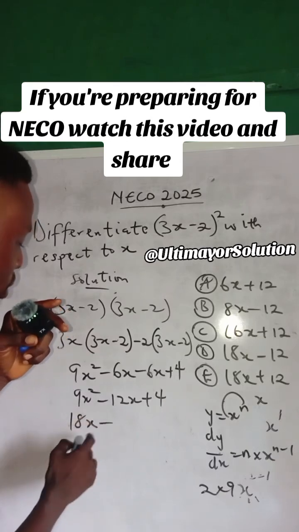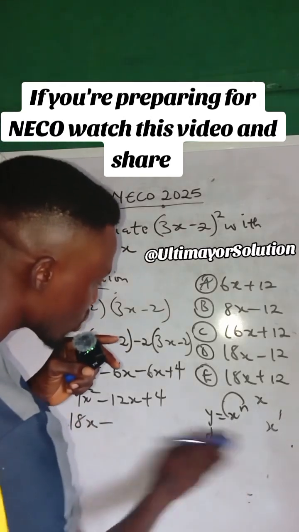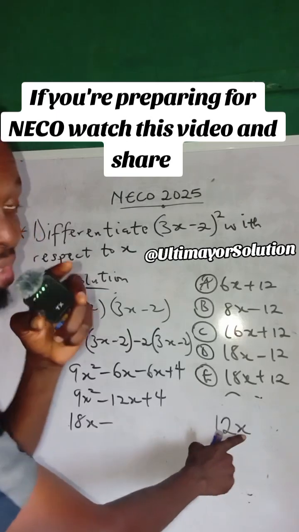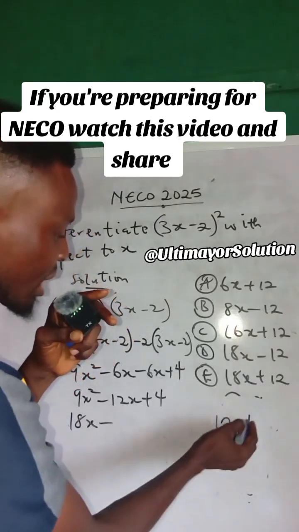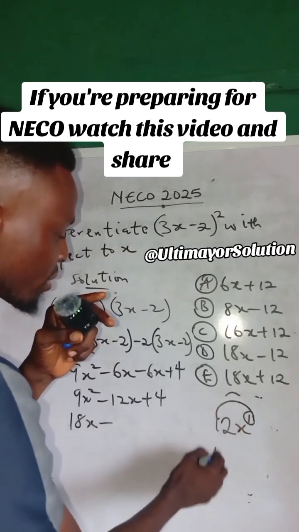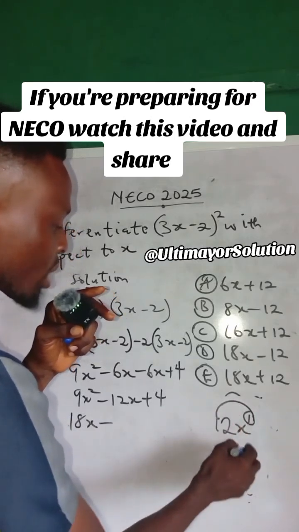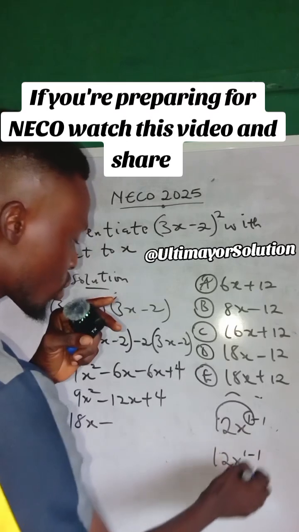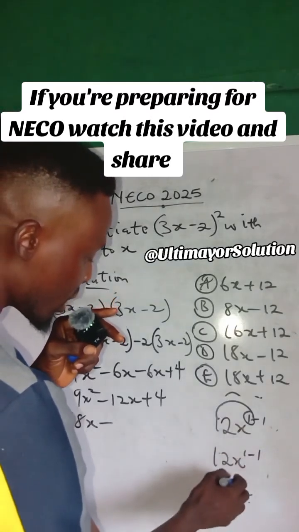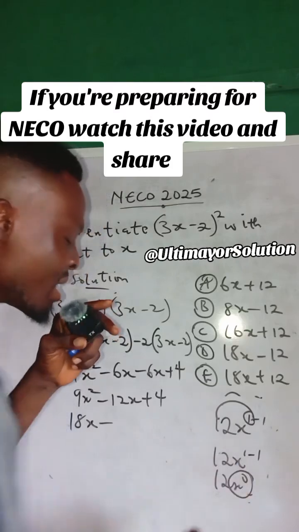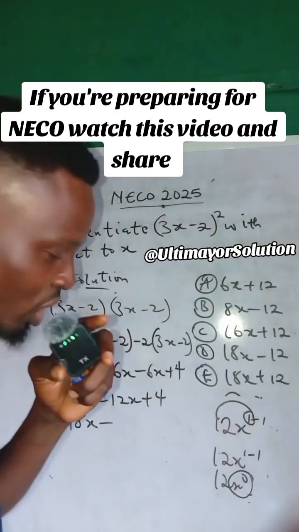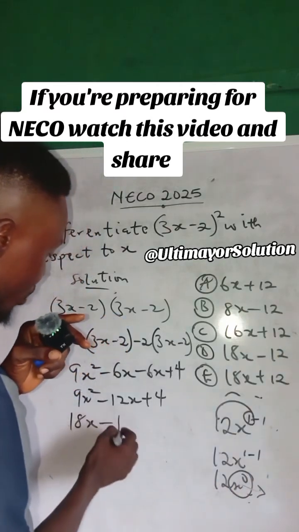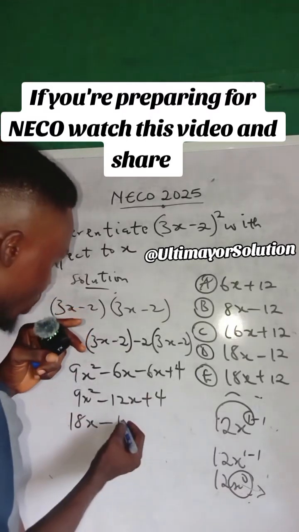Now let's move to the second one, minus 12x. This x is raised to power 1, so this power multiplied by 12 gives us 12, x raised to power. Remember, we subtract 1 from the power, so 1 minus 1 gives us 0. So we have 12x raised to power 0. Remember that any number raised to power 0 is 1. So x raised to power 0 is 1, and 12 times 1 gives us 12. So we are done with 12x.